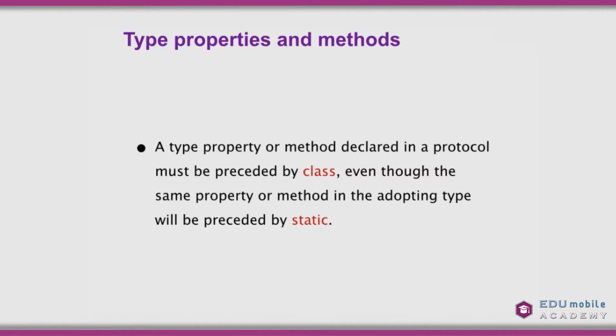All right. So now the type properties and type methods, what we could call class properties and class methods, those static things, in the protocol, they're declared as a class thing, even though the same property or method in the adopting type is going to be preceded by static. So static properties and methods, when declared in a protocol, are declared preceded by the keyword class, but when we get to the adopting type, we use the keyword static.